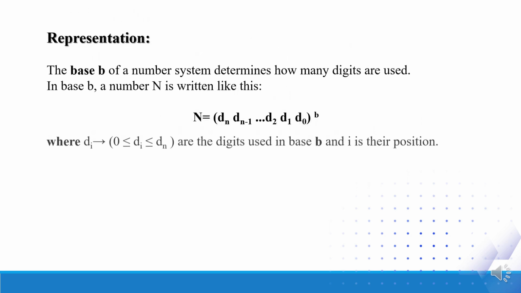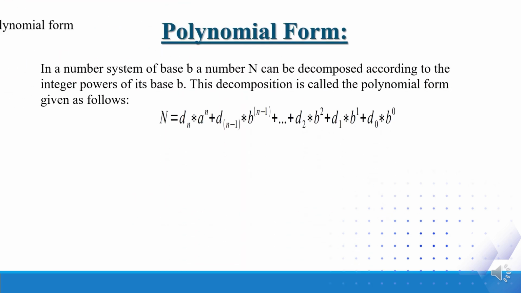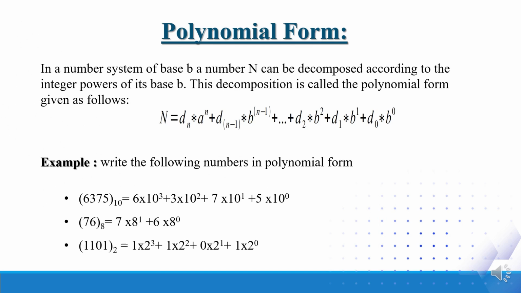In base B, a number is written using only digits allowed by the base. Each digit has a position and each position has a weight, a power of the base. We write a number like this. The digit D0 is the least significant and Dn is the most significant. We can also write numbers in polynomial form using the base. This helps us understand the value of each digit. Here are some examples.